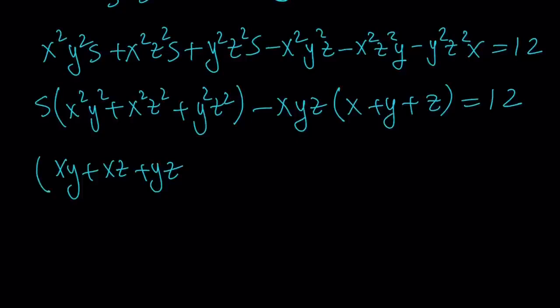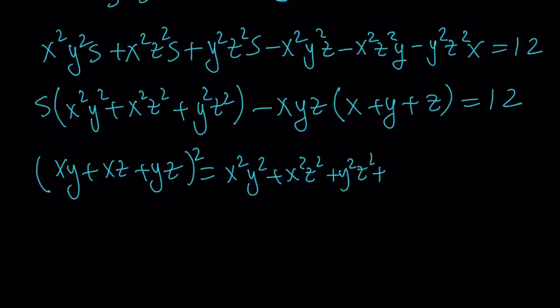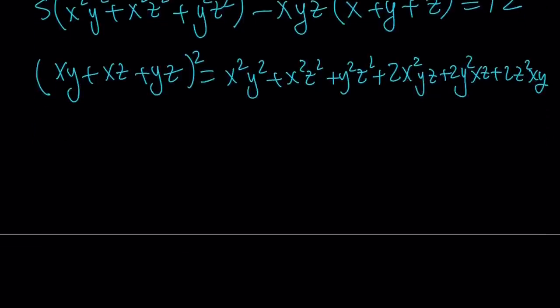Let's go ahead and square that. When we do, we get x squared y squared plus x squared z squared plus y squared z squared, but we also get the 2ab, 2ac, and 2bc. So that gives us 2x squared yz plus, if you multiply these two, 2y squared xz, and then 2z squared xy.